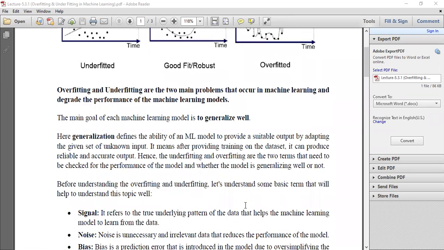Here, generalization defines the ability of a machine learning model to provide a suitable output by adapting to a given set of unknown inputs. It means after providing training on the data set, it can produce reliable and accurate output. Hence, underfitting and overfitting are the two main terms that need to be checked for the performance of the model, and whether the model is generalized well or not.